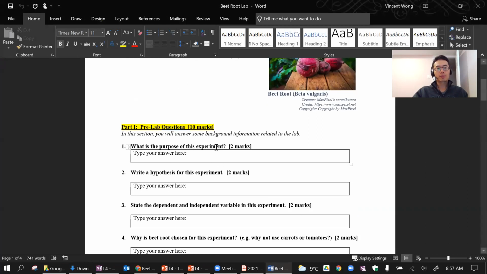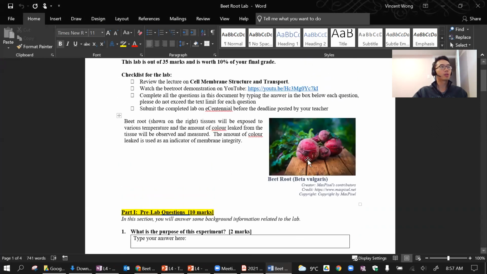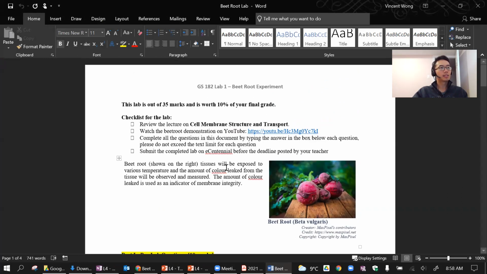Okay, so what is the purpose of this experiment? Has anybody looked at the experiment yet? Do you know what the purpose of the experiment is? Anybody want to tell me? We have how many people here? 7 people here. Did any of you look at the lab by any chance?